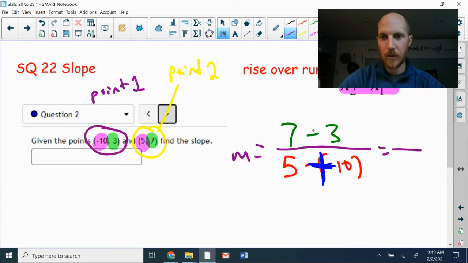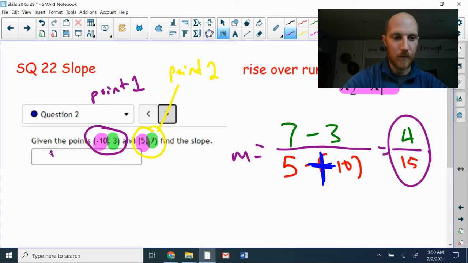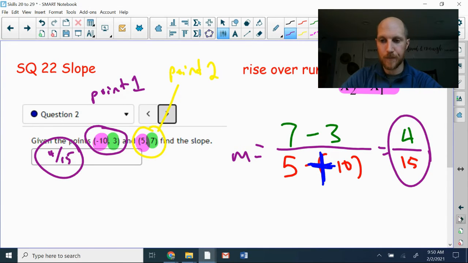Let's subtract the top two numbers. 7 minus 3 is 4. The bottom, I ended up adding 5 plus 10 is 15. And there's my slope fraction. Reduce it if possible, but in this case, 4 over 15 does not reduce, so that would be my final answer, 4 over 15, written as a fraction.